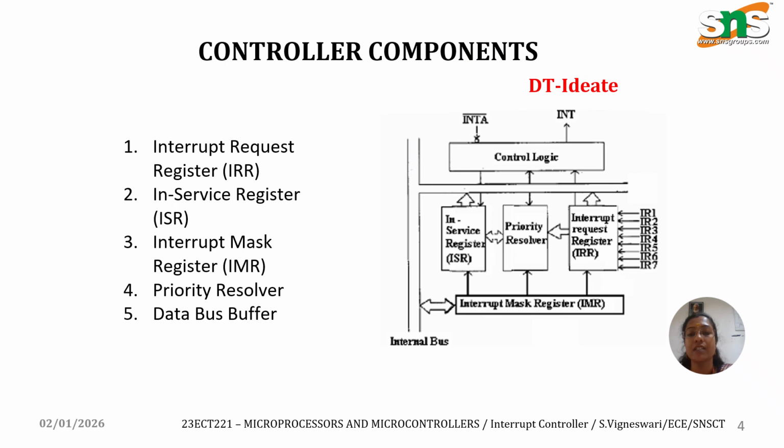The first one is the interrupt request register. It stores all the incoming interrupt requests. Interrupt mask register. It allows selective disabling or masking of the interrupt. In-service register. It keeps track of the interrupt currently being serviced. Priority resolver. It determines which interrupt has the highest priority. Data bus buffer acts as an interface between the controller and the system data bus. All these components work together to ensure efficient interrupt management.